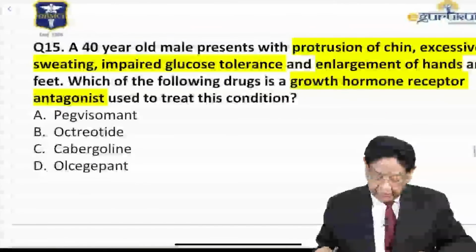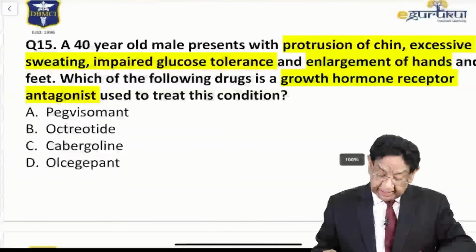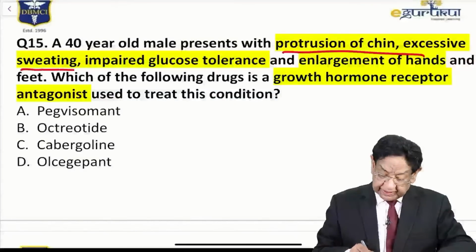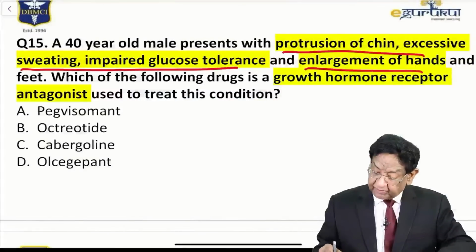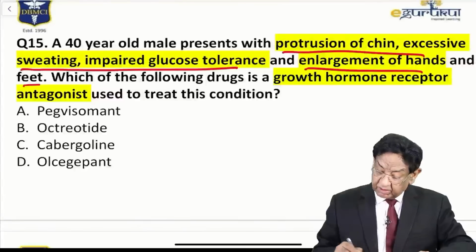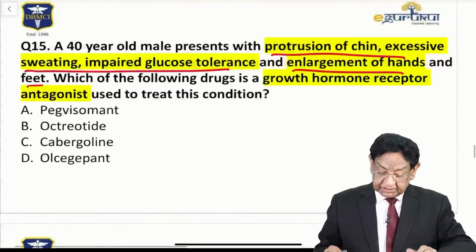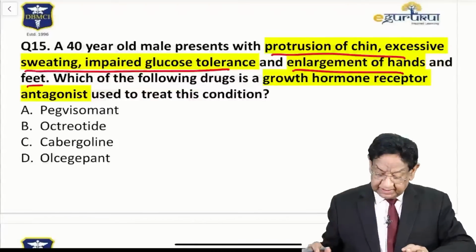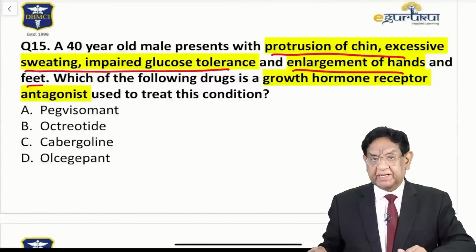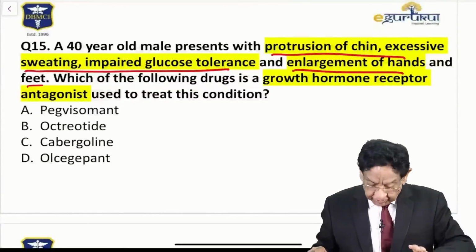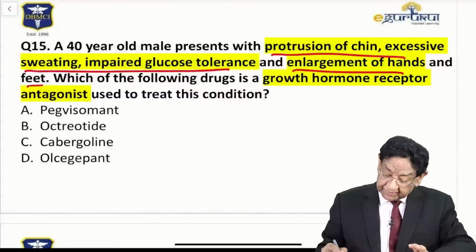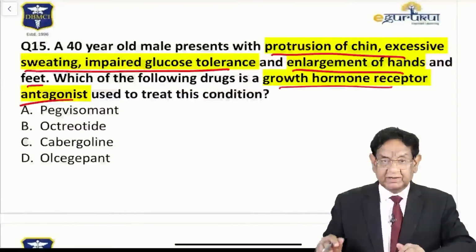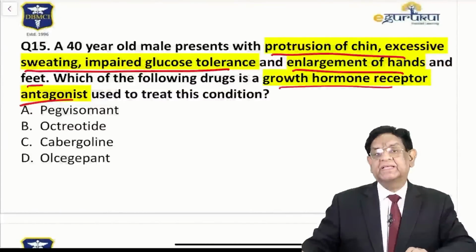Question 15. We are getting a 40-year-old male with protrusion of chin, excessive sweating, impaired glucose tolerance, enlargement of hand and feet. Oh, enlarged hand, feet and chin. Okay, I think it's a case, apparently, of acromegaly. Okay, what is it? Aha, growth hormone receptor antagonist. Good. So that means the question-setter also agrees that we are dealing with acromegaly.